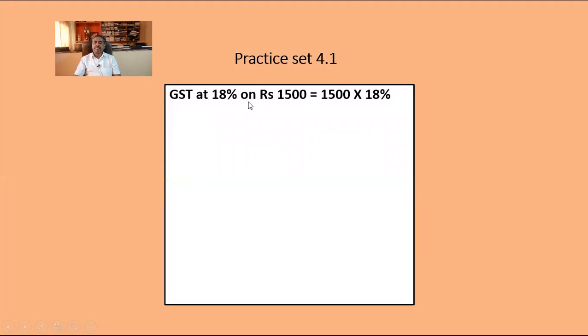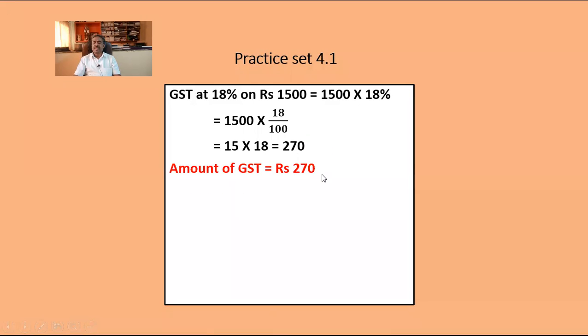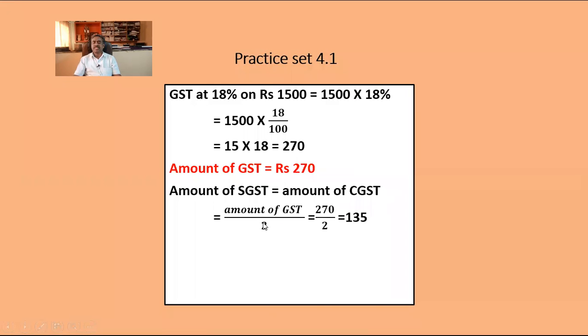GST at 18% on rupees 1,500. 1,500 multiply 18%. 1,500 multiply 18 upon 100, two zeros get cancelled. 15 multiply 18 is equal to 270. This is the amount of GST is equal to rupees 270. Amount of SGST is equal to amount of CGST is half of amount of GST. 270 upon 2 is equal to 135. Therefore, amount of SGST is equal to rupees 135. The amount of CGST is equal to rupees 135. This is the answer.